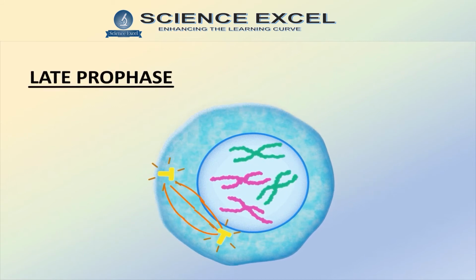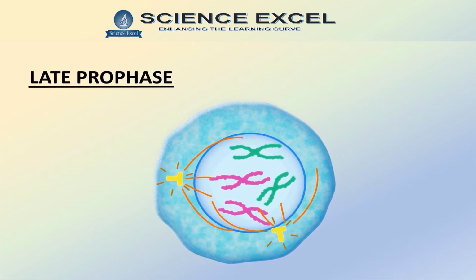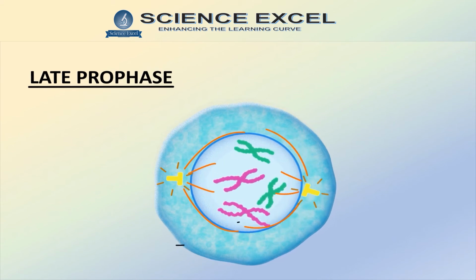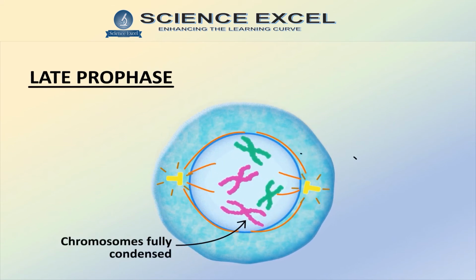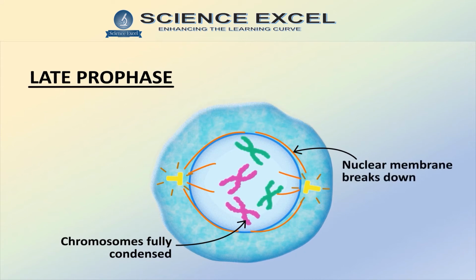In late prophase, the duplicated centrosomes move towards the opposite poles and the chromosomes now are fully condensed. The nuclear membrane breaks down, releasing the chromosomes. The spindle fiber grows more and starts to capture the chromosomes.